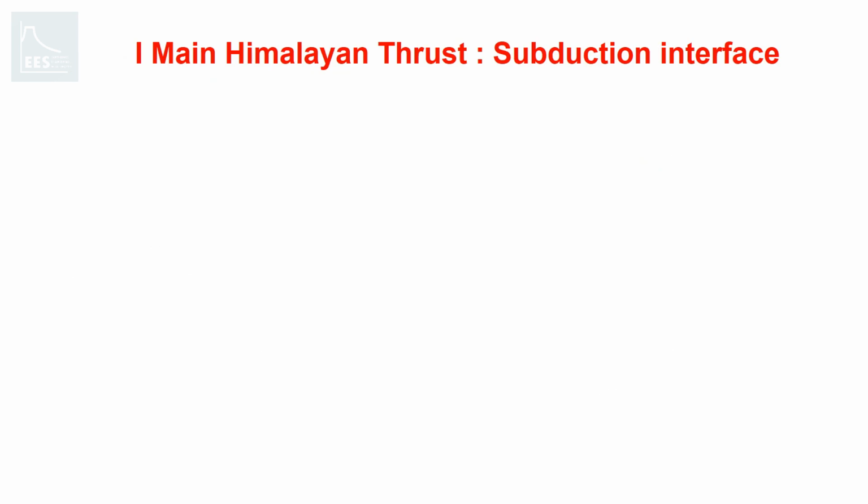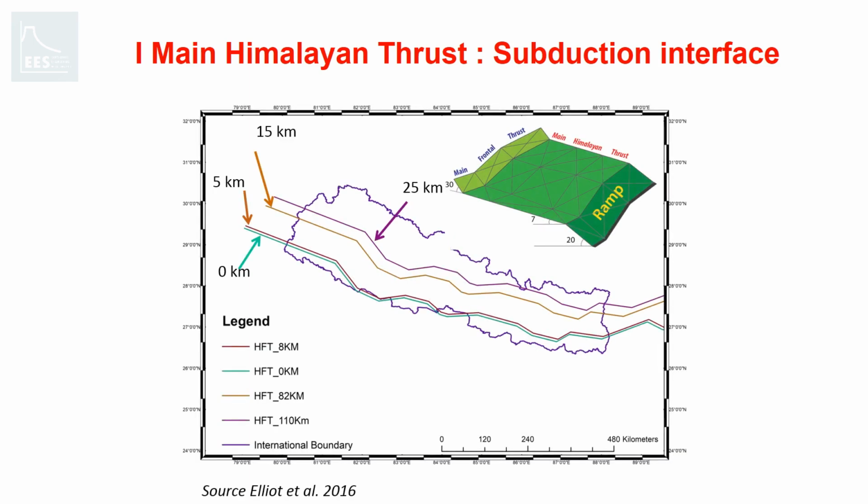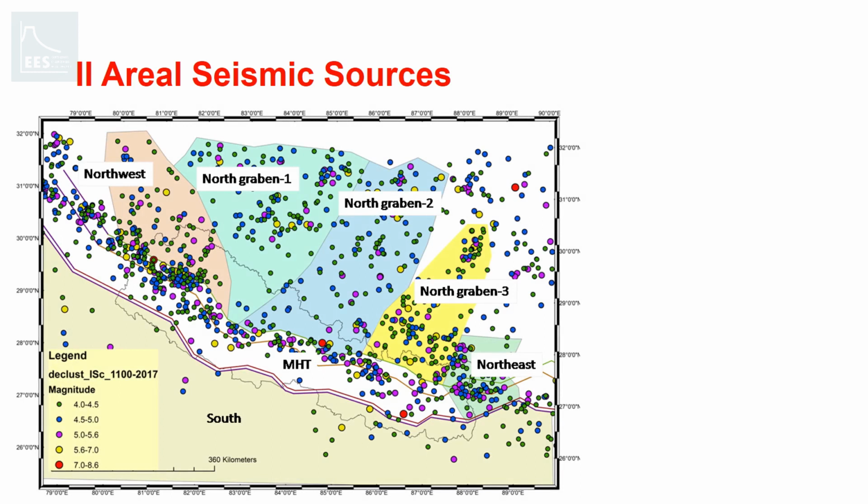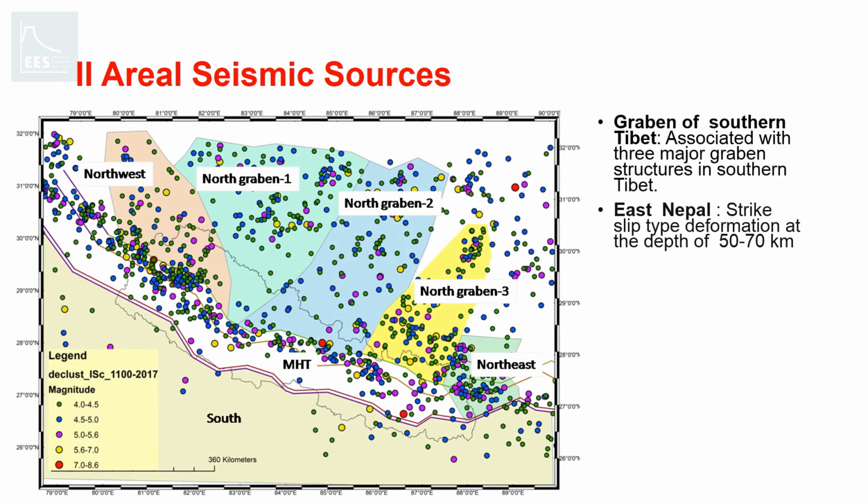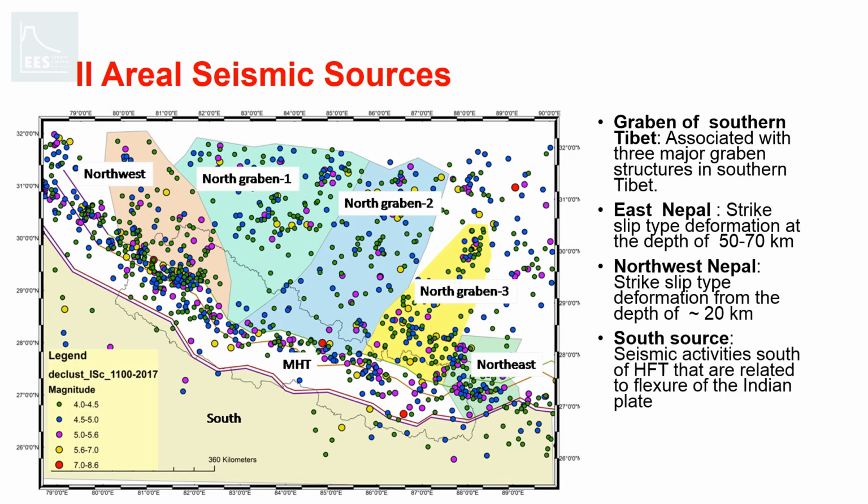The 2015 devastating Gorkha earthquake caused significant damage and casualties, but it also provided an opportunity for seismologists to study the geometry of the main Himalayan thrust. So in the PSHA of Nepal, this identified three-dimensional geometry of MHT subduction interface was modeled as a single source. This was based on the works carried out by Elliott and others. And the other four aerial sources were northwest, northeast, northern grabens and southern source.